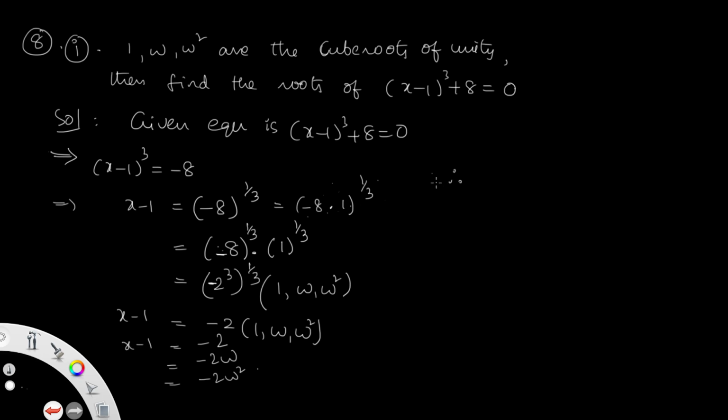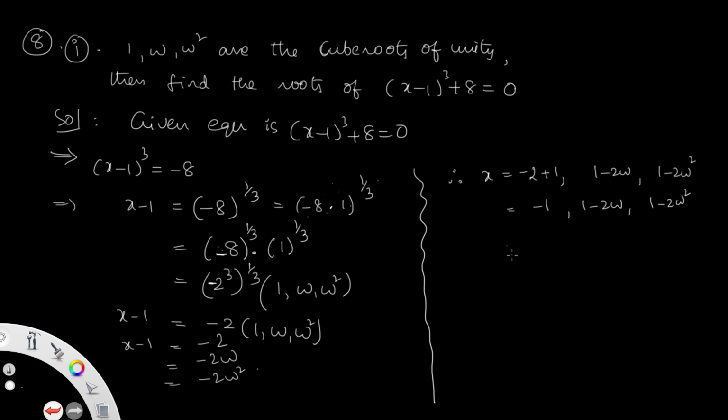Therefore x equals -2 + 1 is one root, 1 - 2 omega another, 1 - 2 omega square another. So that is -1, 1 - 2 omega, 1 - 2 omega square. These are the values for the roots of the given equation (x - 1)^3 + 8 = 0.